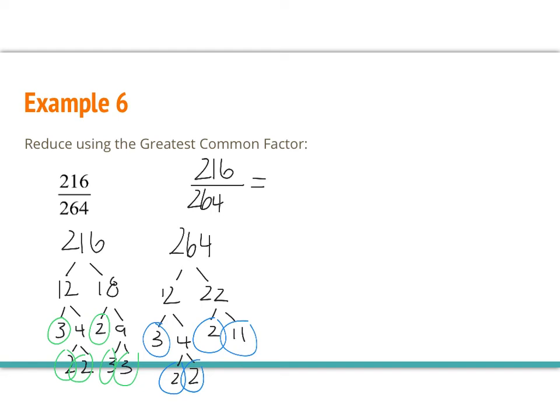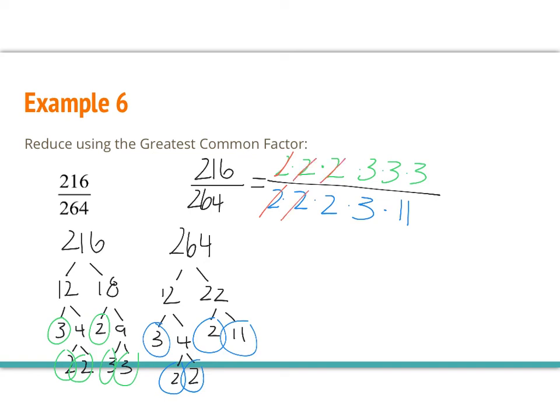So 216 is equal to 2 times 2 times 2 times 3 times 3 times 3. All right, and 264 is 2 times 2 times 2 times 3 times 11. So what we're looking for here is numbers that we can cancel both top and bottom. So I can cancel these 3 2's because they exist in both the numerator and denominator of our fraction. I can cancel 1 3, and that's it, because in the top of our fraction right now, we have 2 3's, and in the bottom, we have an 11. We can't cancel those. Therefore, my final answer is 3 times 3 over 11, which is 9 over 11.